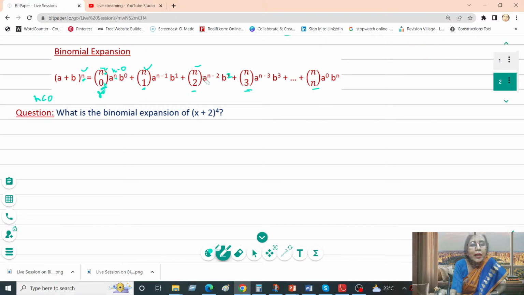And how many terms are there in this expansion? Because the power is n, there will be a total of n plus 1 terms. We have seen all these in our previous session. So now we come to the very first question of this chapter. What is the binomial expansion of (x + 2) raised to the power of 4? Okay. If we just relate this with this, we see this is the answer.